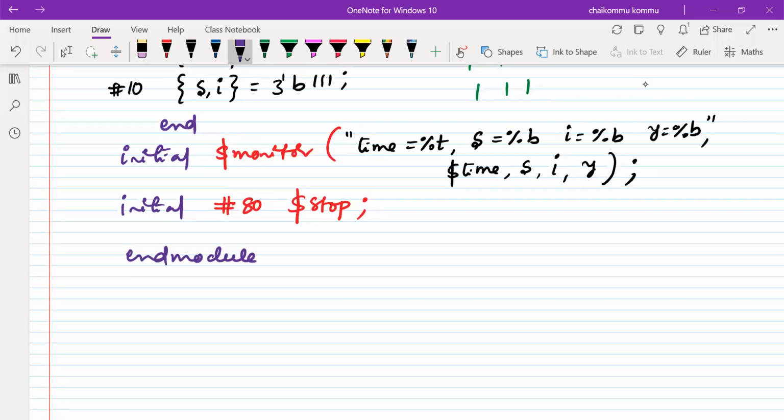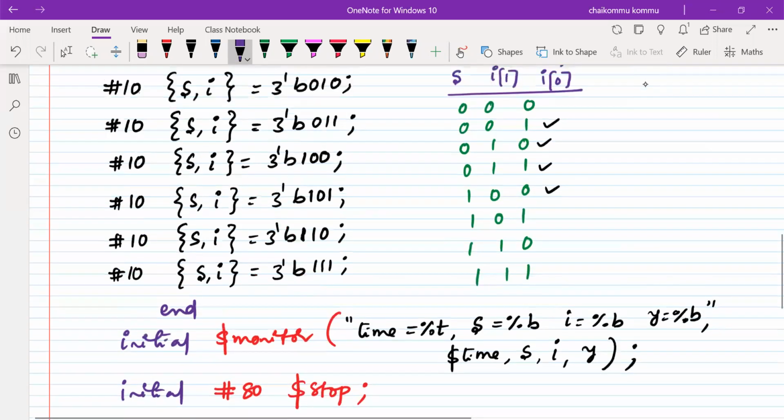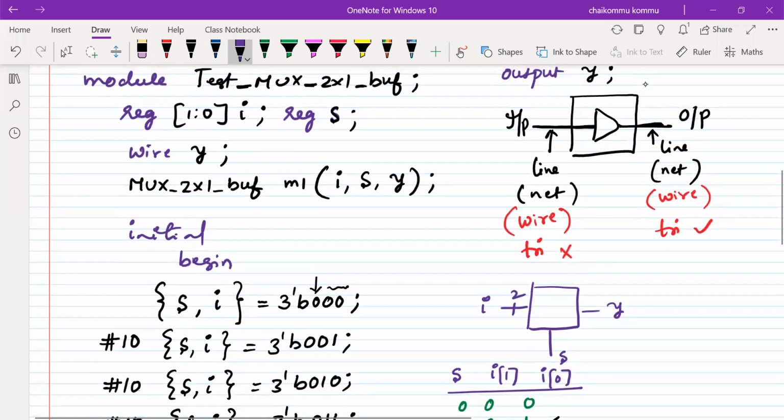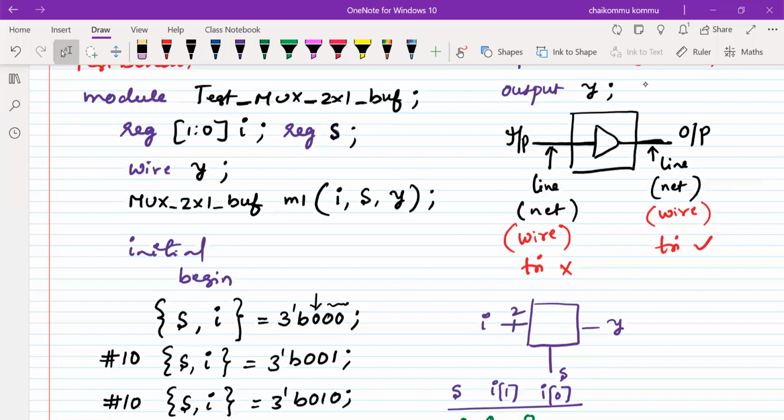So this is how we need to write the test bench for the 2x1 multiplexer. Please remember that when you are realizing a circuit, by any means, it doesn't matter for the test bench. Writing the test bench is similar for any implementation.